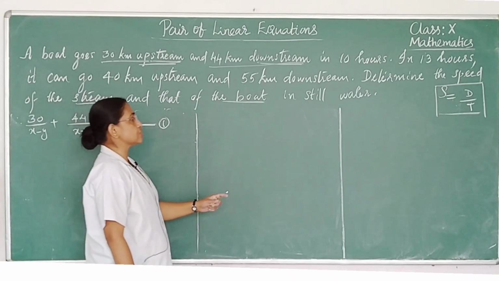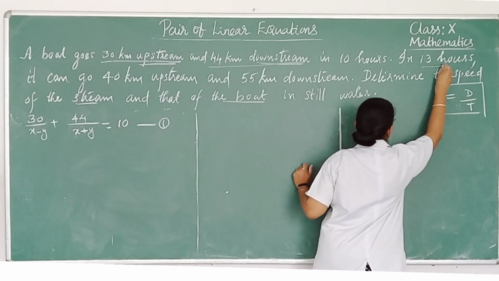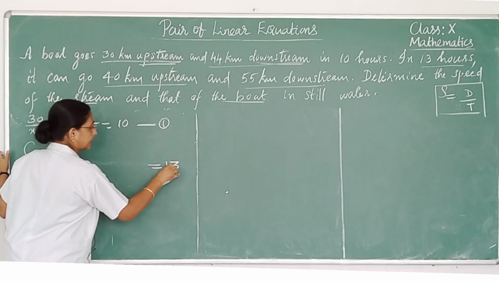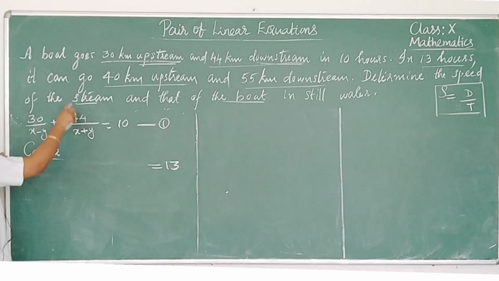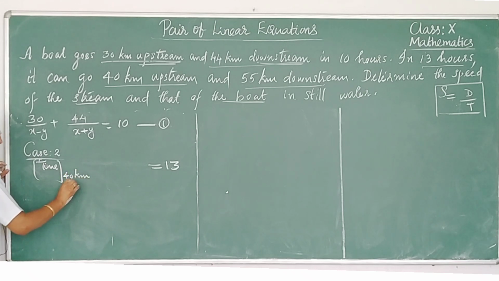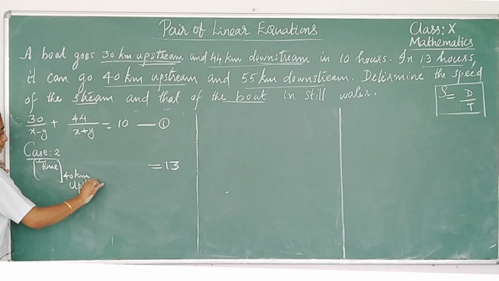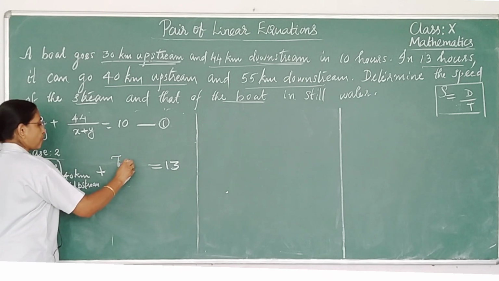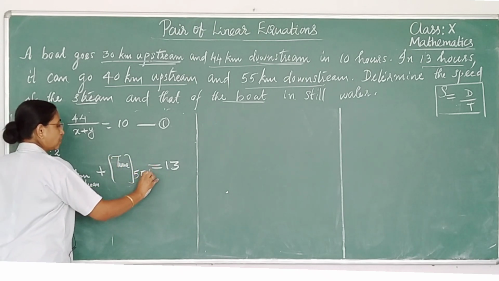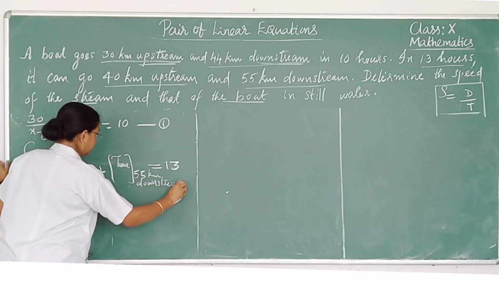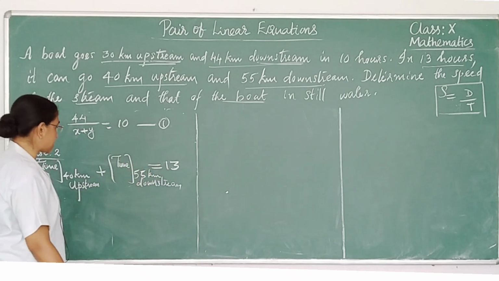Now we can come to case 2. What is case 2? The total time given there is 13 hours. In 13 hours, it can go 40 km upstream, means the time for 40 km upstream, plus 55 km downstream, means the time for 55 km downstream. This is given to us as 13. We can derive the second equation from this condition.